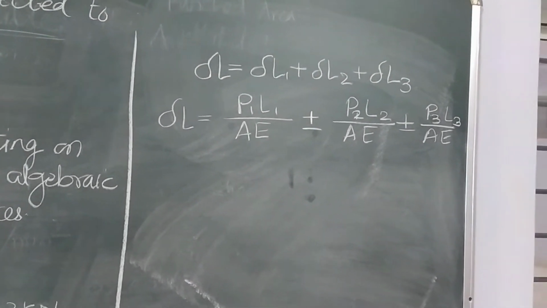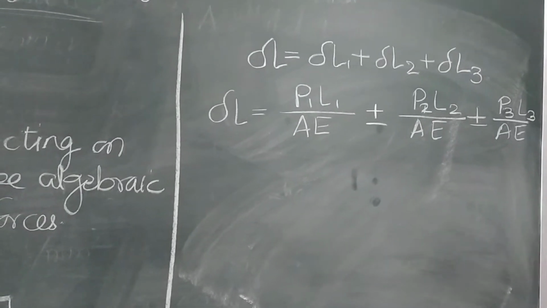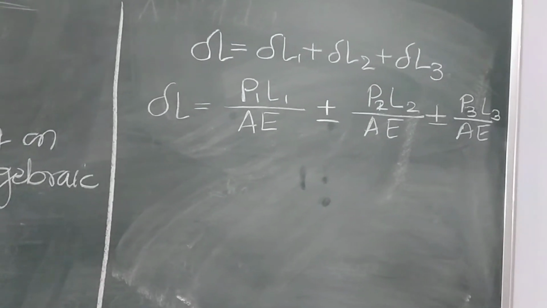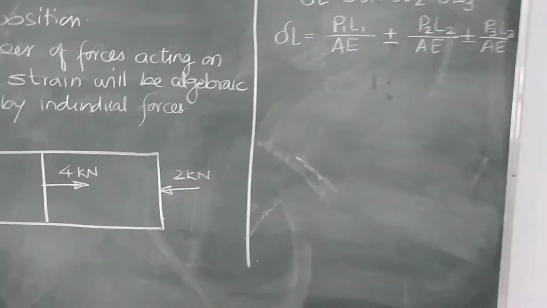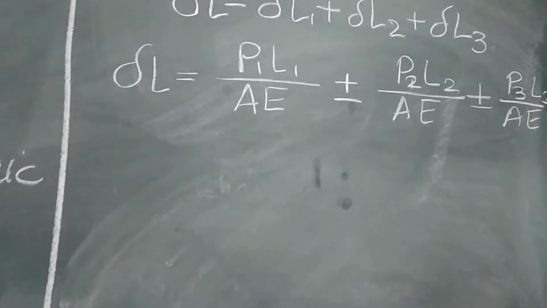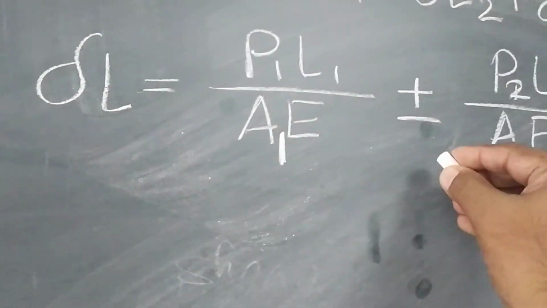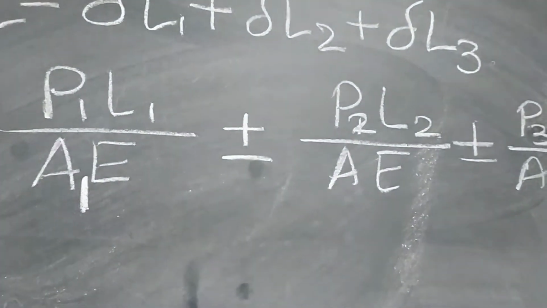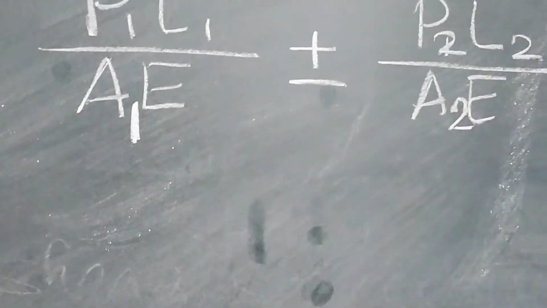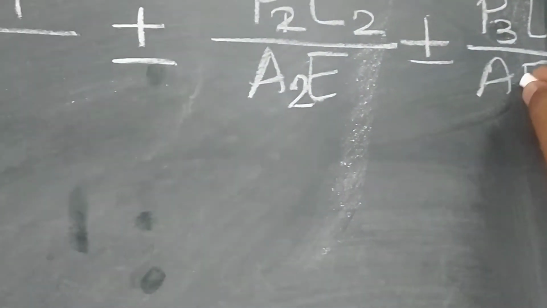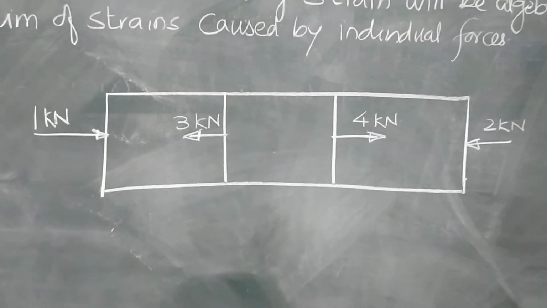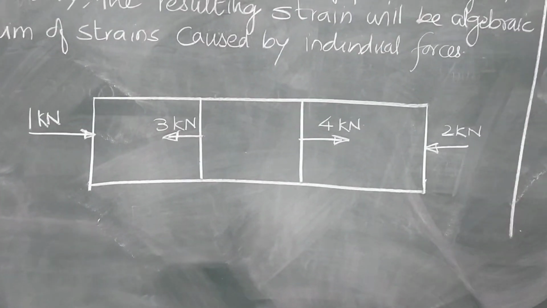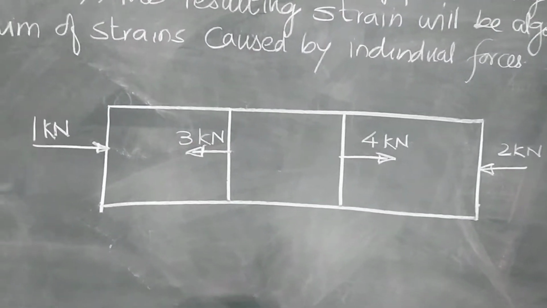That means if P is different for all three sections, or 4 or 5 sections, then P1 L1 upon A1 E plus or minus P2 L2 upon A2 E plus or minus P3 L3 upon A3 E. Let us consider one example. Here we are having P different, that means P1, P2, P3 all are different.